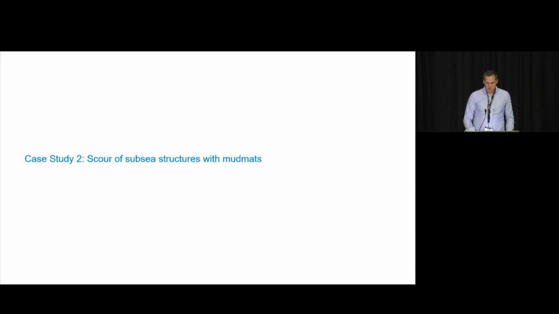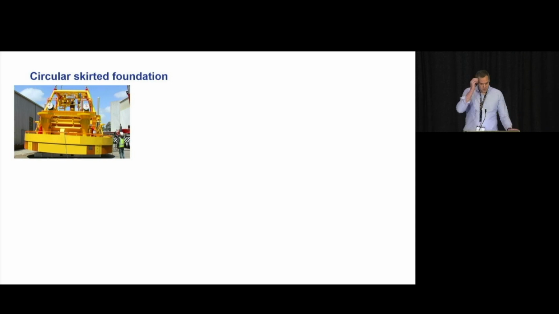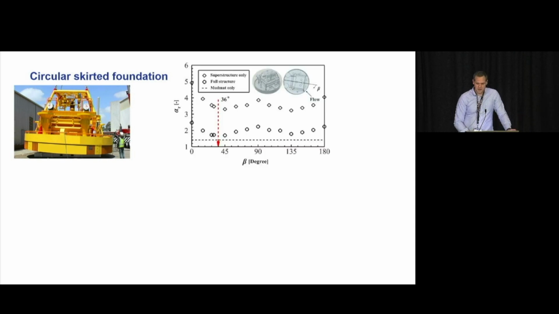So case 2 is the scour of subsea structures with mud mats. We'll come back to this skirted foundation. And I said that now that we've got a validated model, we can use this in design. So one way we can use it is to look at the propensity for scour. And the way we measure that is in terms of what we call an amplification factor, which is shown on the vertical axis here.